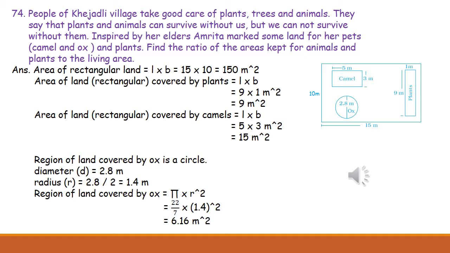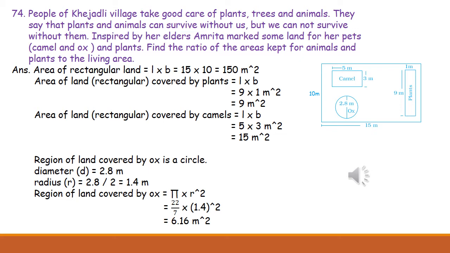Amrita marked some land for her pets. She had camel and ox and plants separately. Find the ratio of the areas kept for animals and plants to the living area. In the figure, the total area possessed by Amrita is given. It's a rectangle of dimension 15 and 10. 15 is the length and 10 is the breadth.